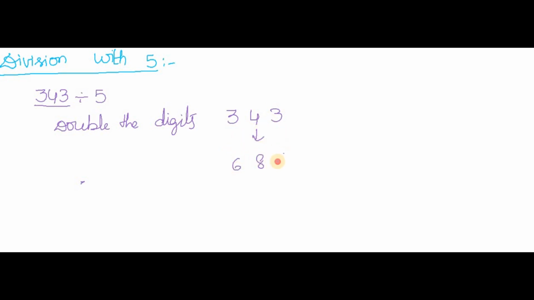So first of all, we'll start with a question: 343 divided by 5. If you observe here, my digits are always less than 5. So what is the first thing I said? You should double the digits, right? So 3, 4, 3. After doubling, 2 3s are 6, 2 4s are 8, and 2 3s are 6.